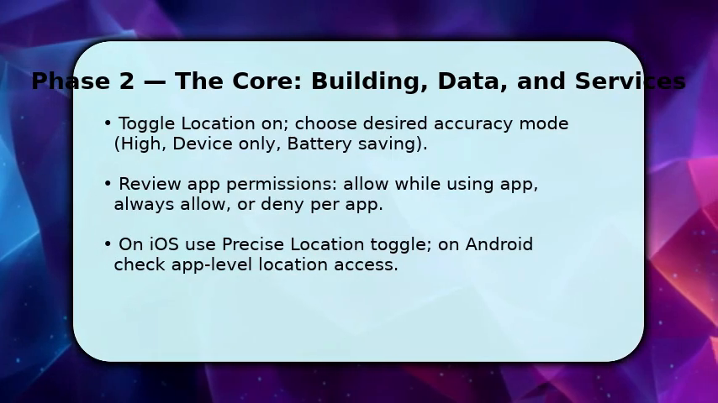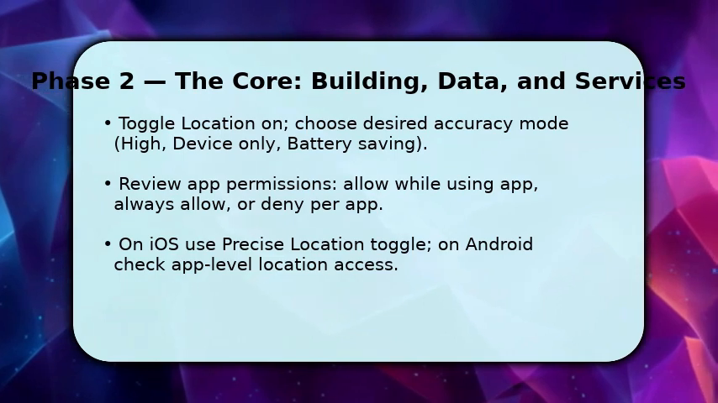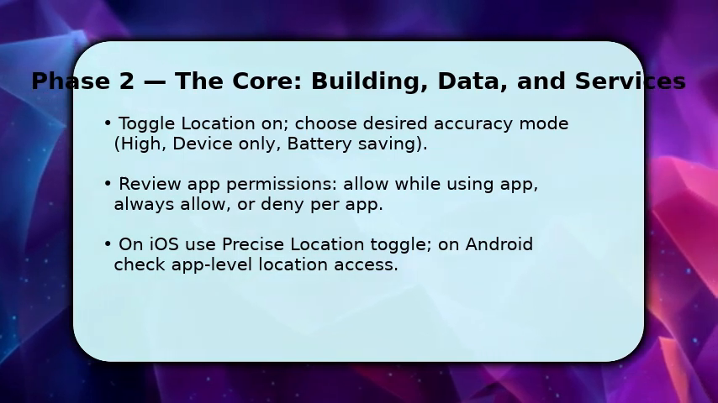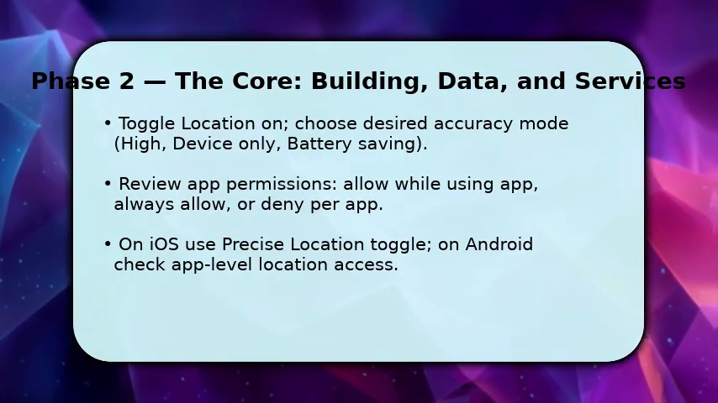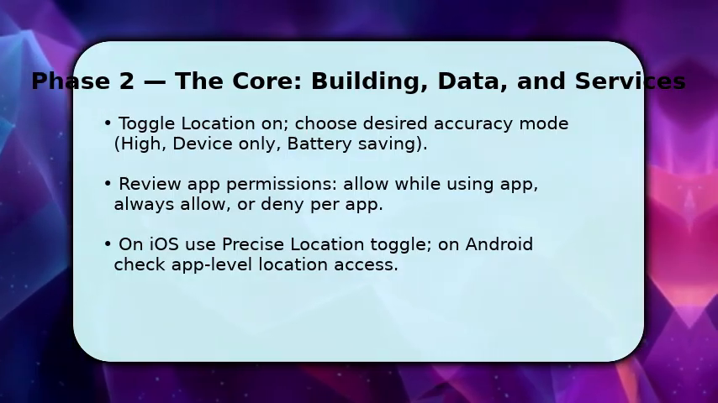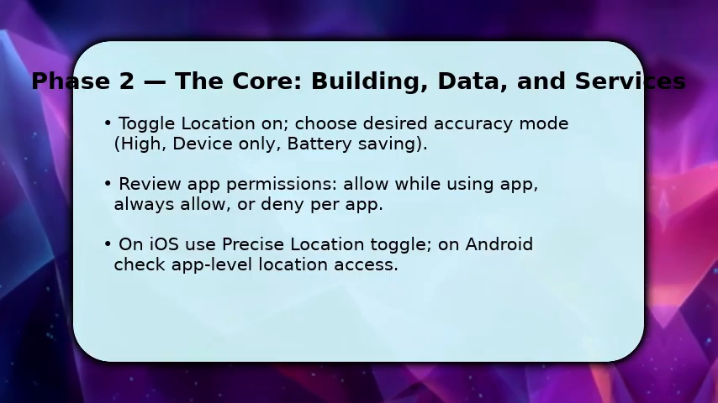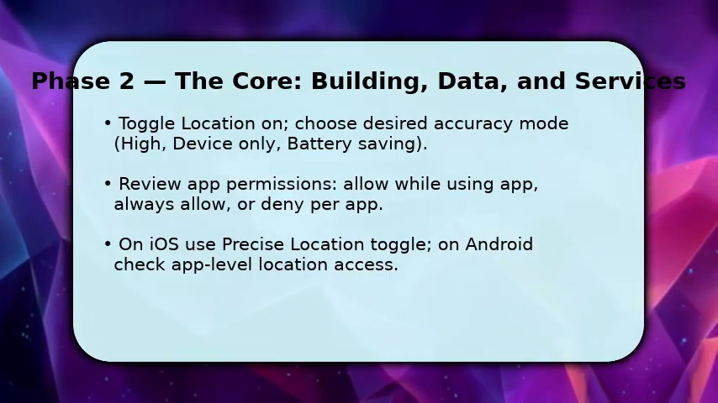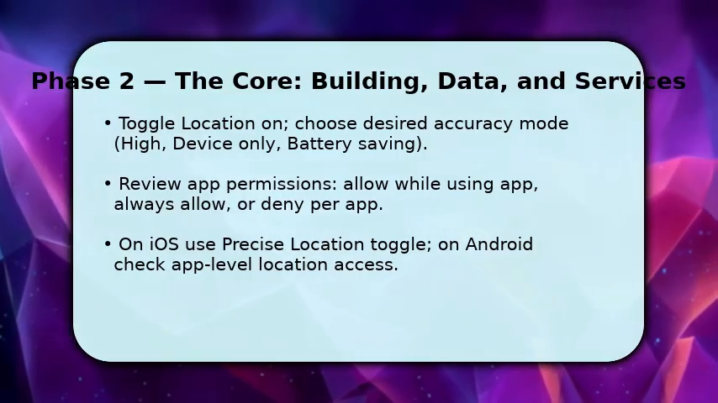Now you change how location works and who can use it. On Android, choose a mode like High Accuracy for GPS plus Wi-Fi scanning, or Device Only if you want GPS alone. On iOS, check Precise Location so apps get exact coordinates.